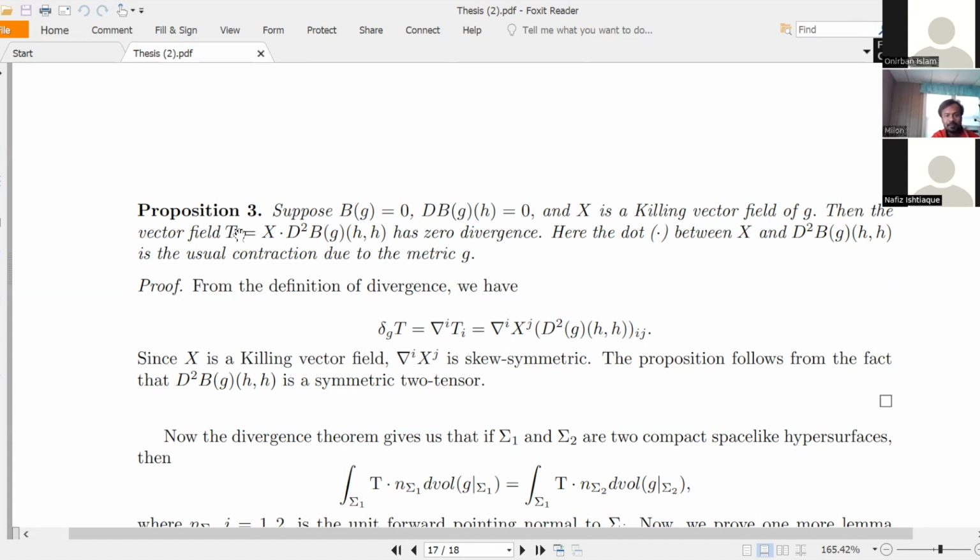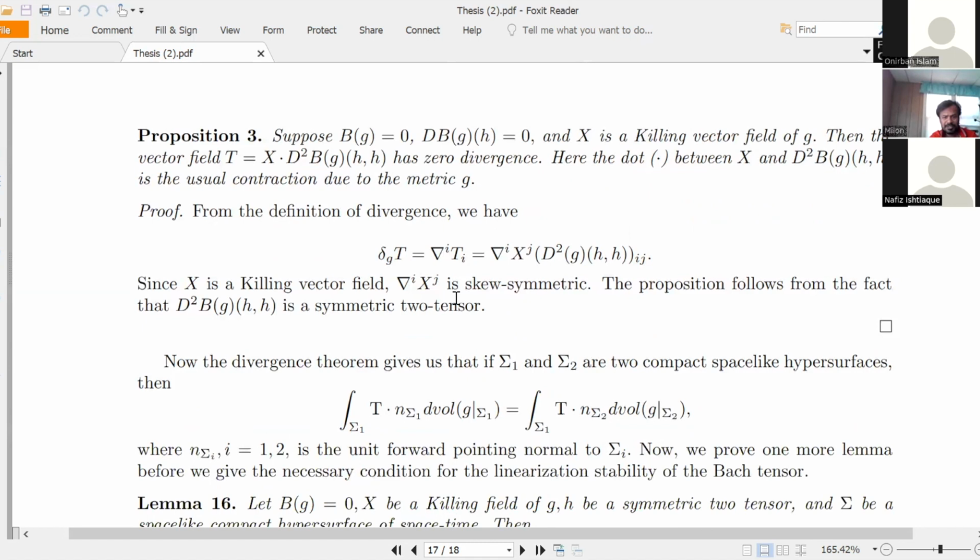Again, the proof is silly. It comes from baby differential geometry, which you should be comfortable with. If you have a Killing field, one of the consequences is that the gradient of X with respect to coordinates is antisymmetric. Sorry, I'm being sloppy. Then you can prove that if you trace a symmetric two-tensor against any antisymmetric two-tensor, it has to be identically zero. This is the argument why this T-tensor has zero divergence. This is the so-called Tab quantity. Tab was a physicist. I'm going to skip one result.